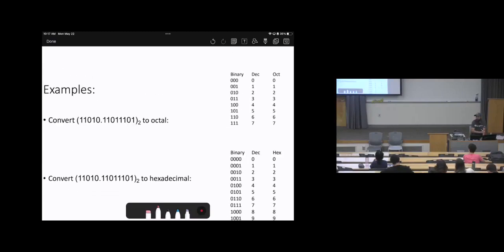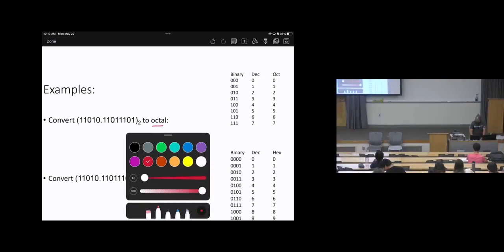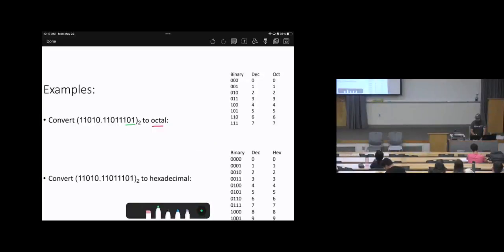So how do we do it? Group each 3 in octal. But in order to group each 3, where should I start? Should I start from here? No, start from the radix point. Start from the left and from the right.